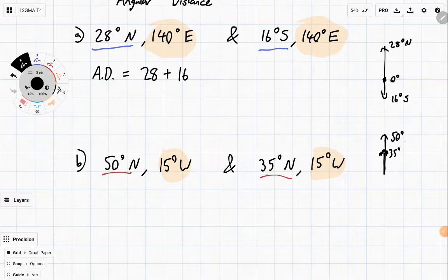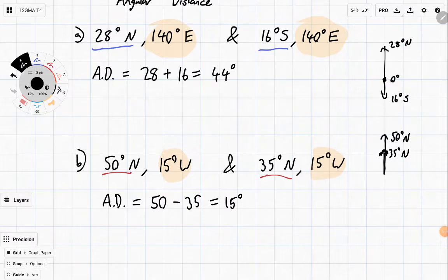Alrighty, so what's the angular distance between these two? It would be 15, it's the difference. So the angular distance in this case is going to be 50 subtract 35, which is 15 degrees. I didn't actually tell you how many degrees this one was. This is going to be 44 degrees. Alrighty, so the first rule is that if they are different, as in one's north, one's south, one's east, one's west, you add, and when they are the same, both north, both south, both east, both west, then you subtract. And you always go big take small. We don't want to have negative angular distances.